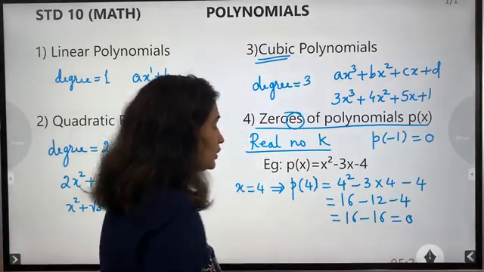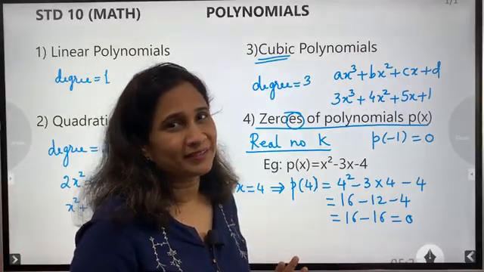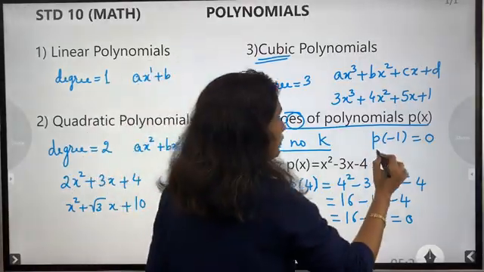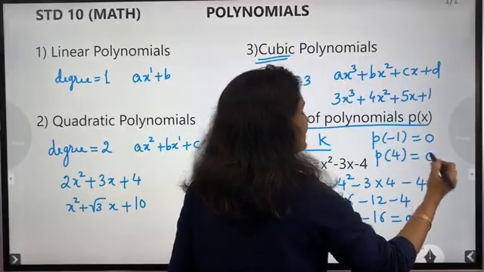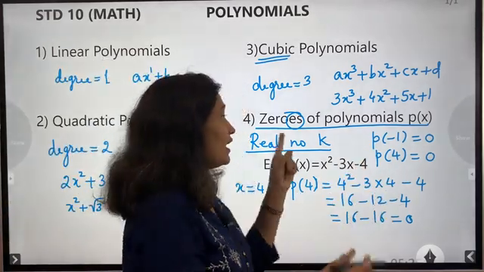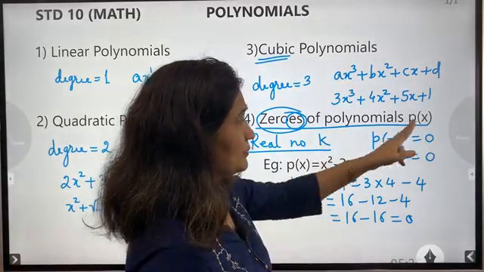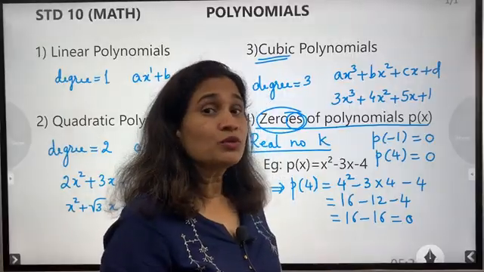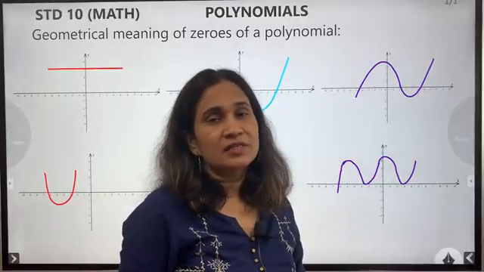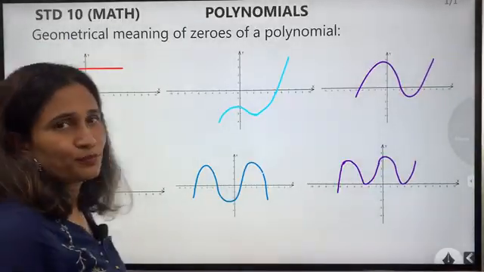Children, I had told you, there can be more than one real number for which the value of the polynomial can come 0. So here for -1 we got the value of the polynomial 0, whereas for P of 4 also we got the value as 0. So you will understand that -1 and 4 are called the zeros of the polynomial. Such real numbers which, when substituted in place of x, will give you the value 0 will be called the zeros of the polynomial. So children, just now we studied about the zeros of the polynomial. Now let us understand the geometrical meaning of the zeros of a polynomial.